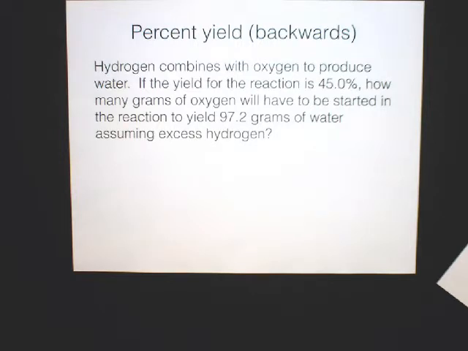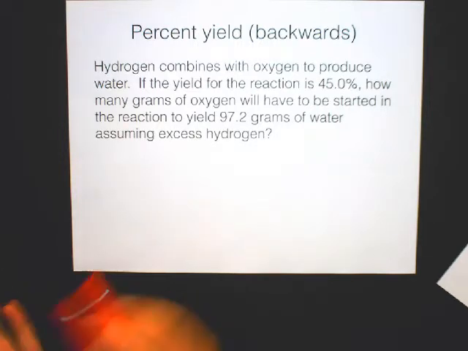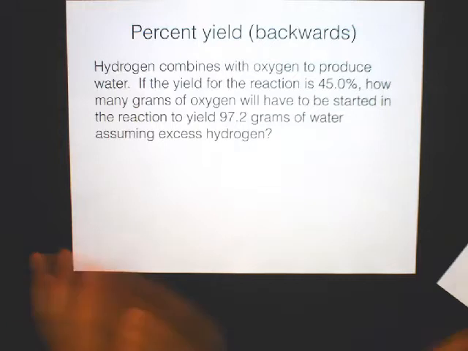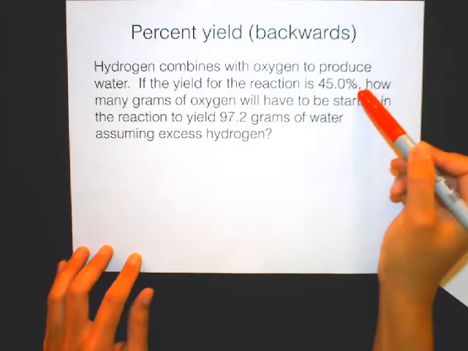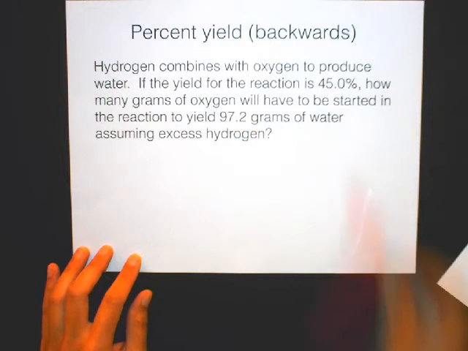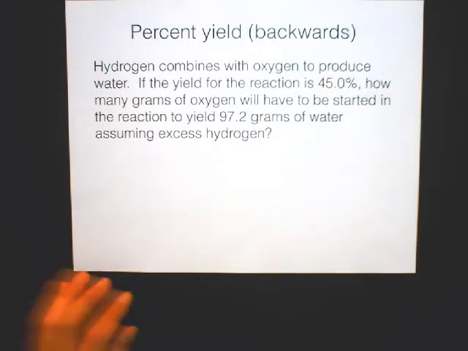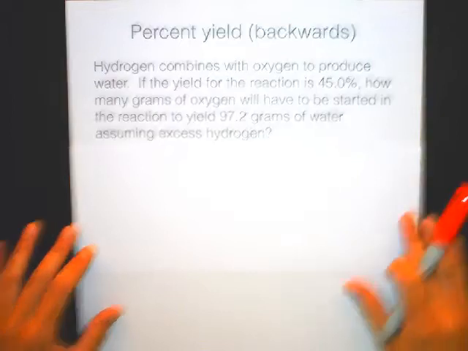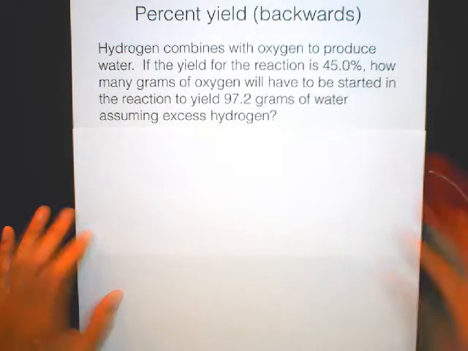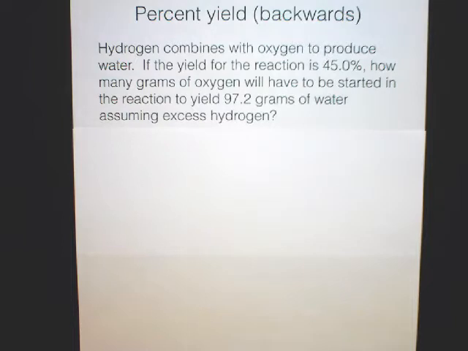assuming excess hydrogen? So normally the way the percent yield problems work is that you're given a starting amount of a reactant, and then you calculate the theoretical yield, and then you use the actual over theoretical to get the percent yield, right? But this one, they're actually giving us the percent yield, and they're giving us the actual yield, which they usually do. But the fact that they're giving us this is a little bit backwards. Okay. Algebra to the rescue.